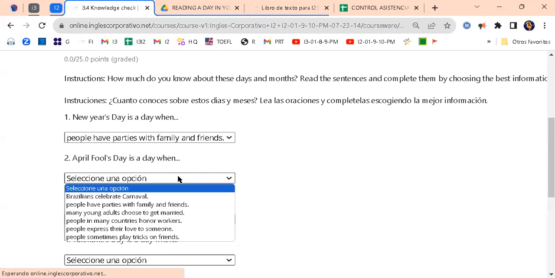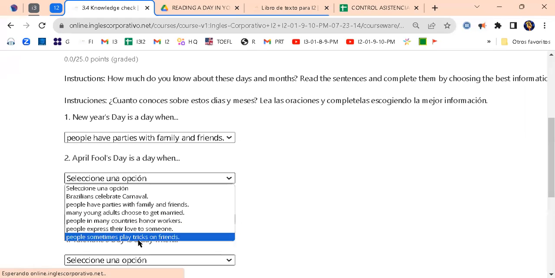April Fool's Day is the day when? April Fool's Day. How do you translate this into Spanish? La fiesta de alguien que está... People sometimes play tricks on friends. Okay. Let's see. Tricks on friends. Yes, indeed, right? And how about Spanish? How do you say Día de los Inocentes, I guess, right? Something like that. April Fool's Day. Yeah, I think that's April Fool's Day. People sometimes play tricks on friends.